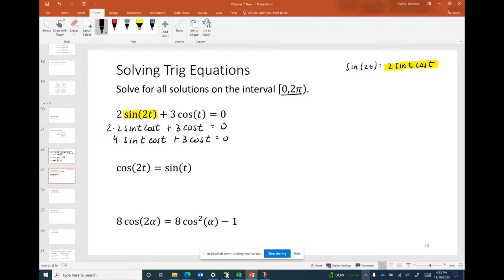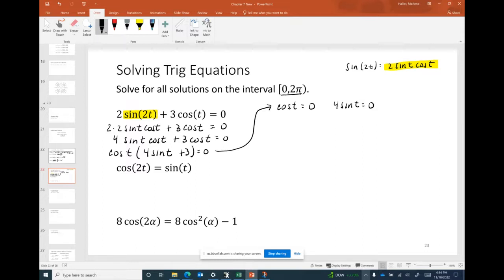Now since this is equal to 0, the zero product principle might be helpful here. I could factor out a cosine of t. Let's try that. What's left? 4 times the sine of t plus 3, and that still equals 0. Now I can employ the zero product principle to solve this equation. I have 2 factors, so either the cosine of t equals 0 or 4 times the sine of t plus 3 equals 0.